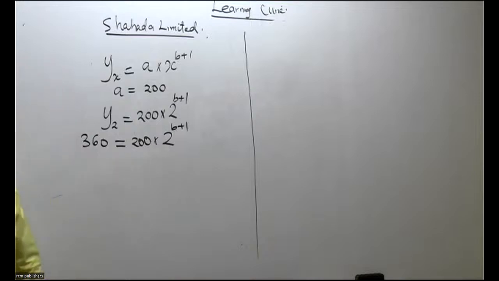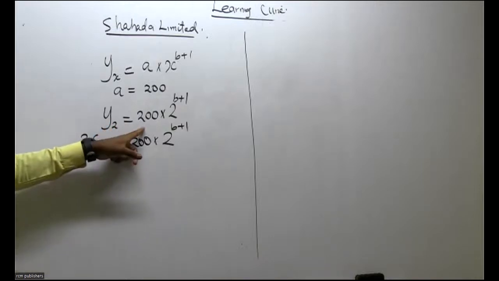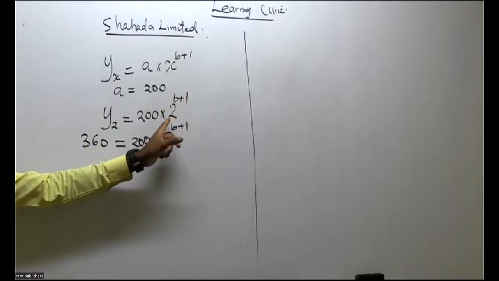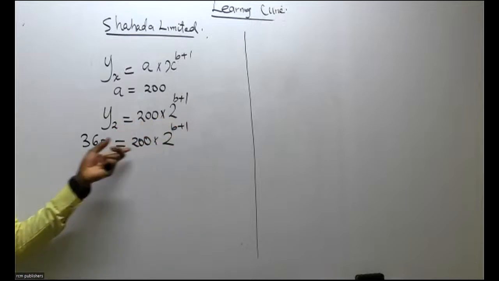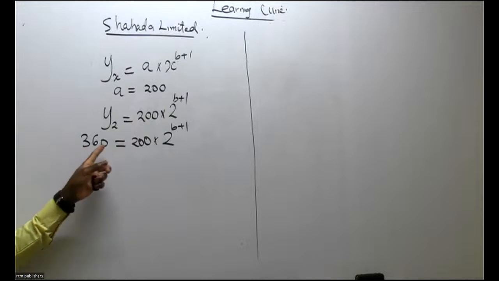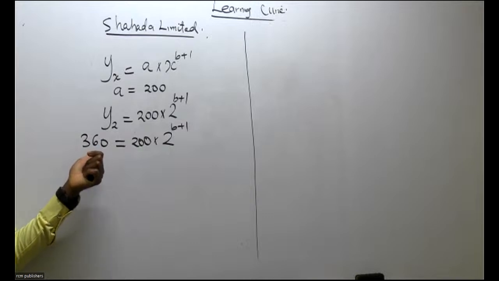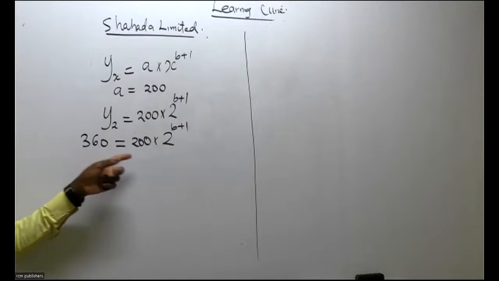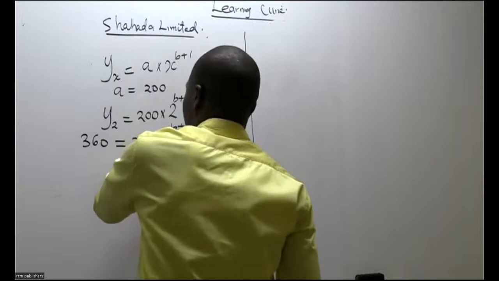So already we've seen we are now not having 2 unknowns, as opposed to up here, where we were still having 2 unknowns. Y2 is equal to 200 times 2 raised to the power B plus 1, whereby X, or this 2, represents X. Now, moving down, we've been able to identify one of the unknowns. So we only have one unknown, which is basically B plus 1. So how will we calculate this B plus 1?